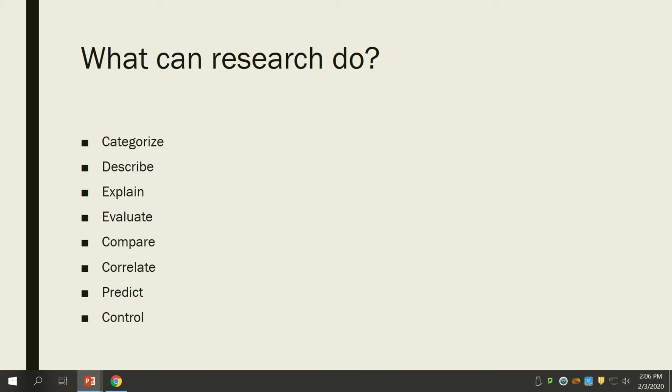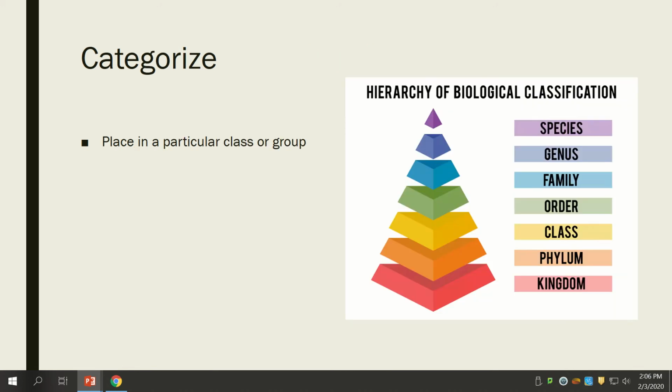But now moving into what research can do. So here are all of the different things that research can do. I really just want you to be aware of this and more or less know the kind of examples that I'm giving, nothing too inherently specific. So first off, categorize. Research can categorize different things, right?